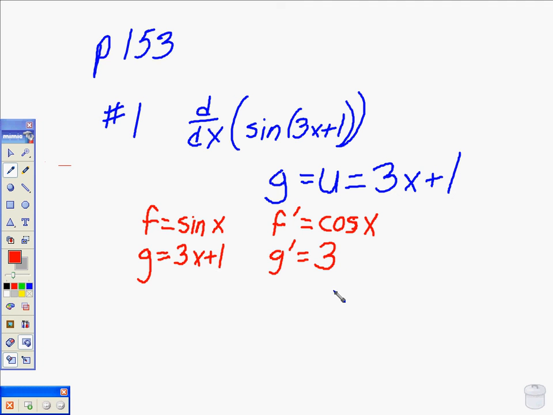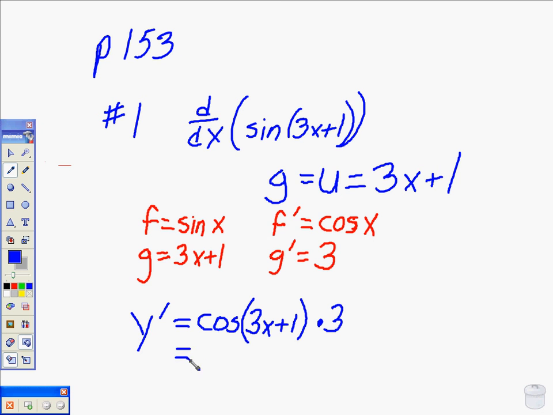It's just 3. And then the chain rule says that our derivative is f prime of g, so that's going to be the cosine of, but then we plug g in where x goes, so the cosine of 3x plus 1 times g prime, so times 3.